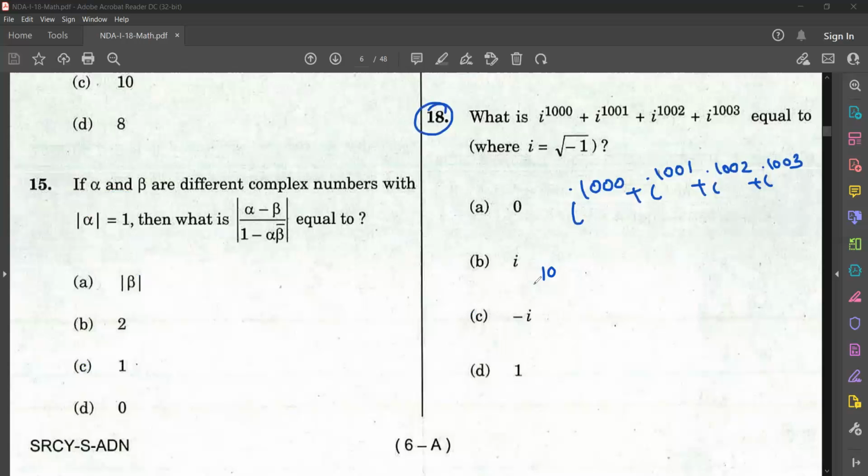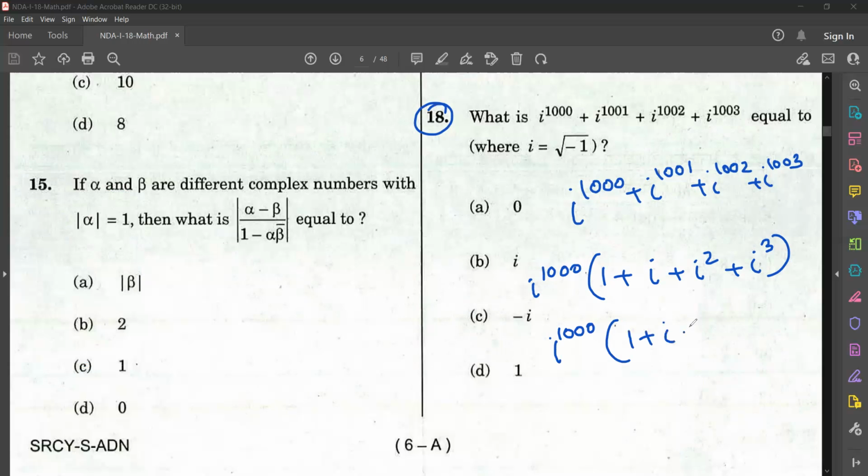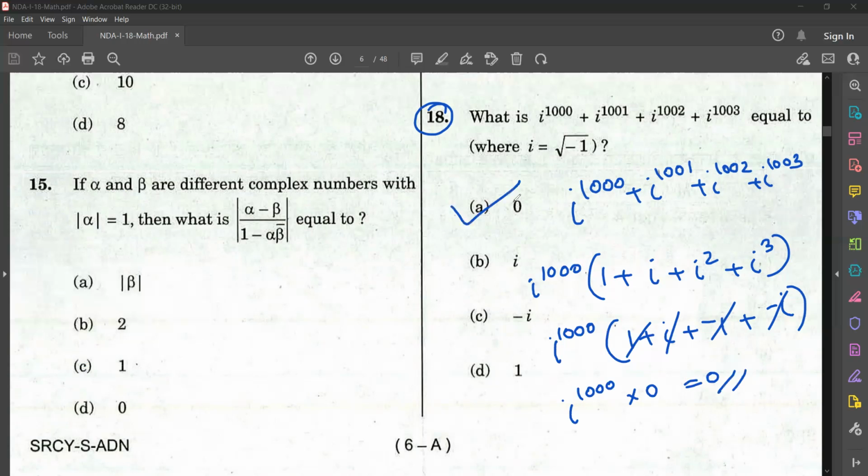So if you want, you can take i raised to 1000 common. So that will be 1 plus i plus i square plus i cube. Now what is this? i raised to 1000 into (1 plus i plus what is i square, that is minus 1, plus what is i cube, minus 1 into i, that is minus i). So 1 minus 1 will go, i minus i will go. So i raised to 1000 into 0, that is 0. Option A. Very easy question.